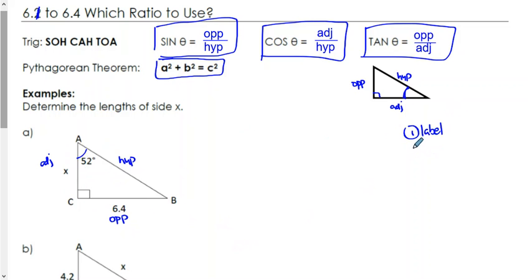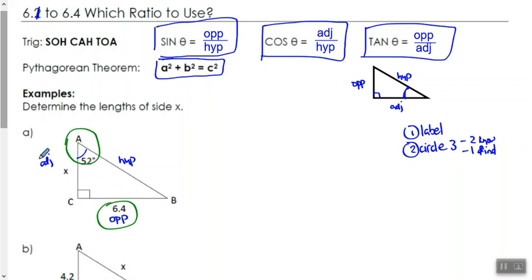My second step is going to be to circle 3, and this is going to be an actual important step now. So circling 3, so two things that I know and one that I need to find. So I know this opposite side, I know this angle, and I'm trying to find the adjacent side.